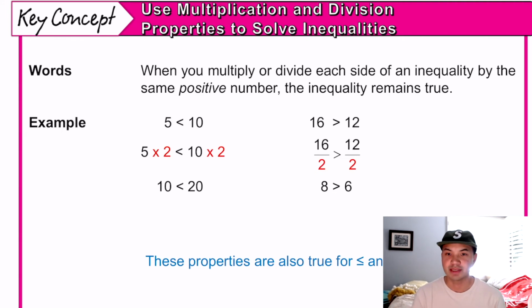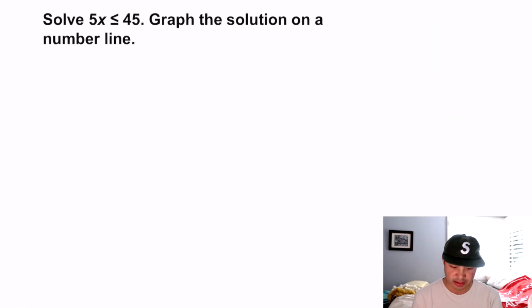Exact same thing as multiplication and division properties of equality when we're solving equations. So if you have an inequality, 5 is less than 10, if you multiply both sides by 2, you get 10 is less than 20. It's still a true inequality. Same goes for 16 is greater than 12. That's true. So if I divide both sides by 2, I get 8 is greater than 6. So it's still true.